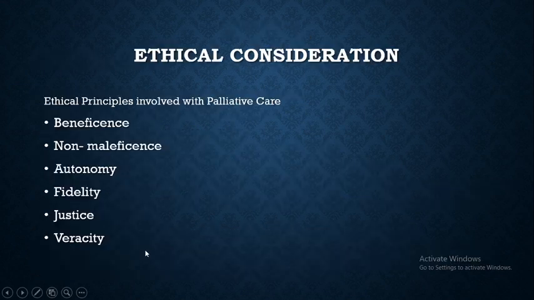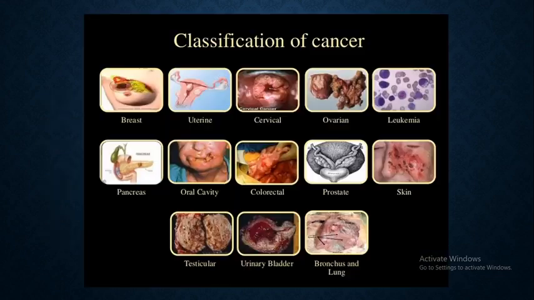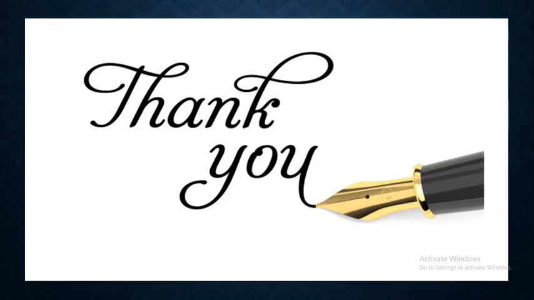So ethical considerations. What are the ethical considerations involved in palliative care? The beneficence, the non-malfeasance, then autonomy, then fidelity, then justice and veracity. You can refer to these wordings, and I think that's pretty much with this presentation. Classification of cancer, there are breast cancer, uterine cancer, cervical cancer, ovarian and many types of cancers. And yeah, that's pretty much with this presentation.